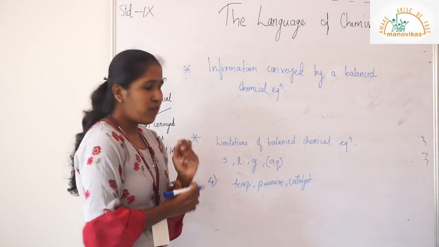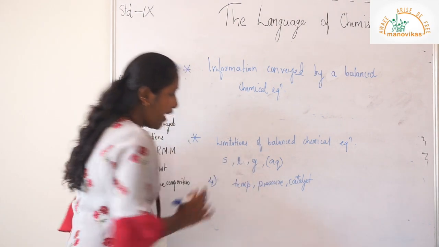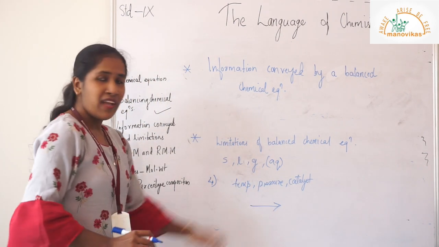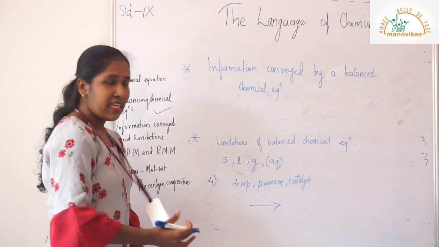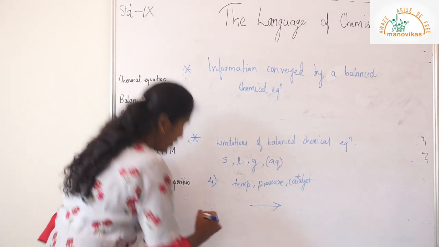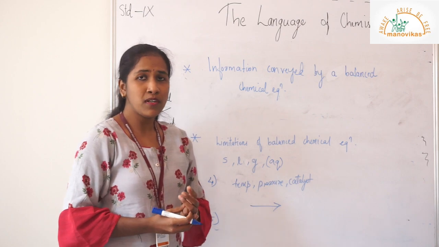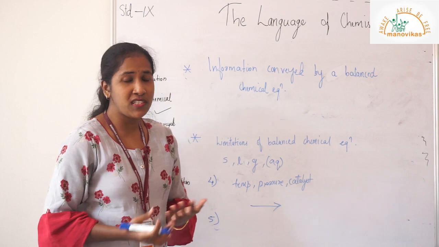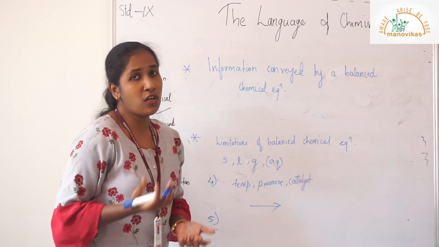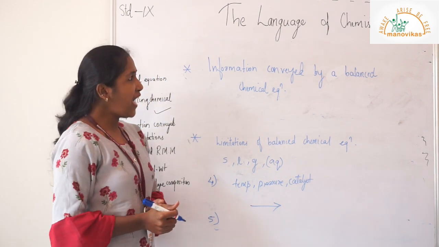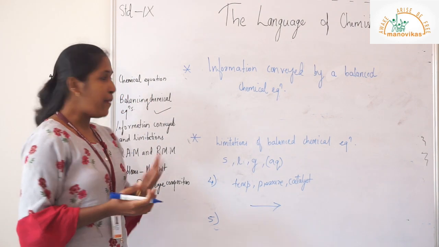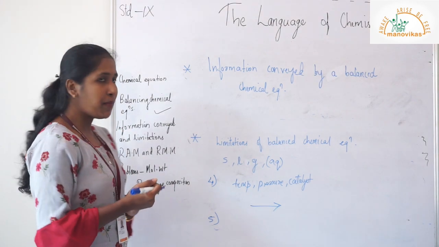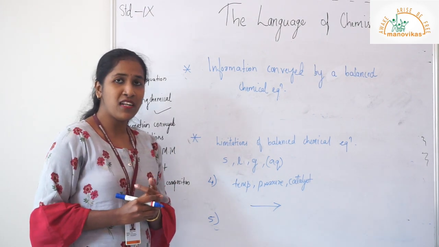Again, this problem was overcome by writing these conditions on top of the arrow in the equation. Again, the last limitation is, it does not tell us about the change in color. It does not tell us about precipitation. It does not tell us about the evolution of heat. So today we have studied the chemical equation, balancing of chemical equations, and the information conveyed and the limitations of the balanced chemical equation.